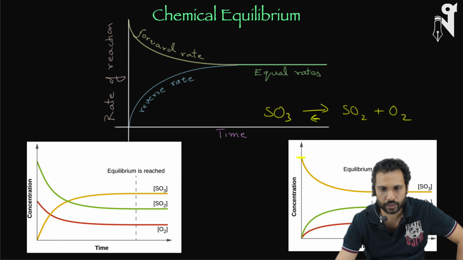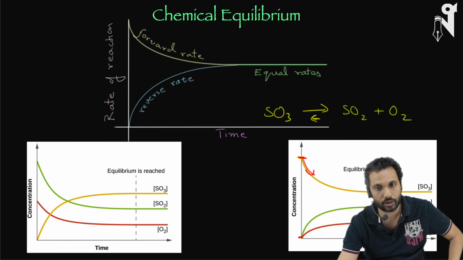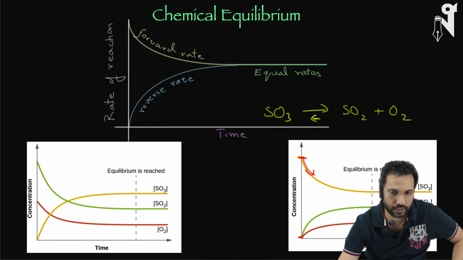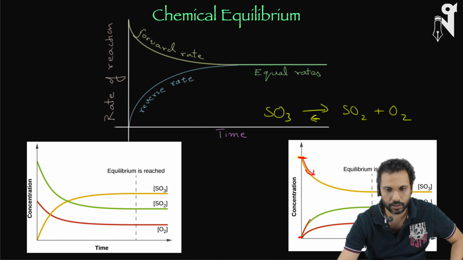We have only SO3 initially, and none of SO2 and O2. Then SO3 starts falling sharply. Why sharply? Because it was a lot, not because SO2 and O2 were not present. I'm again repeating, not because SO2 and O2 were not present. It is only because SO3 was a lot, and as soon as these start forming, when SO3 starts falling down sharply, the formation of SO2 and O2 will go up sharply. Why? Because these are formed because of this.